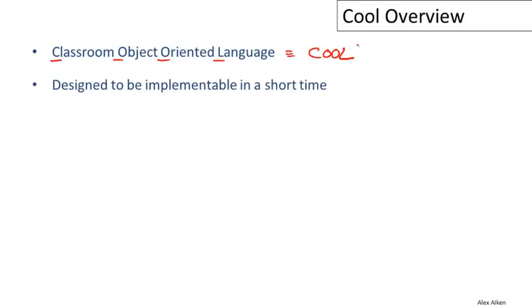And the unique design requirement for COOL is that the compiler has to be able to be written in a relatively short period of time. We only have 1 quarter, or in some cases a semester, for students to write the compilers. And so COOL has to be implementable quickly.